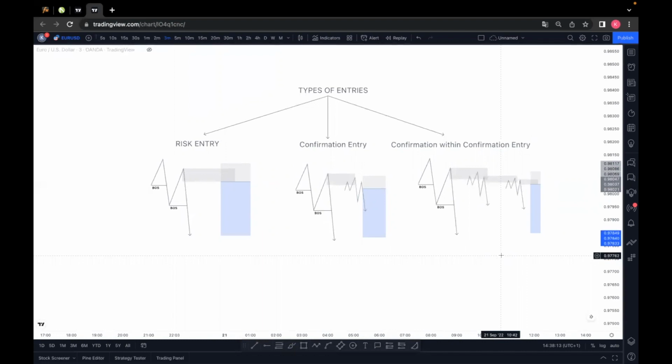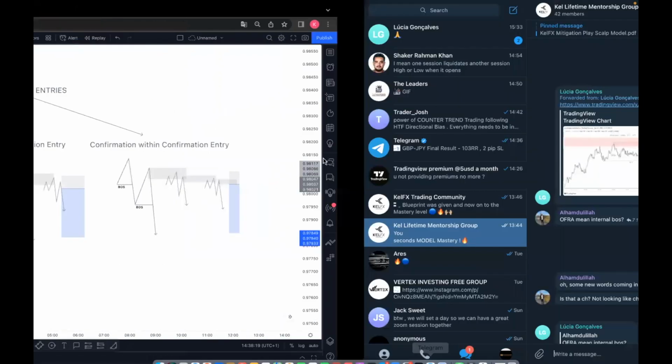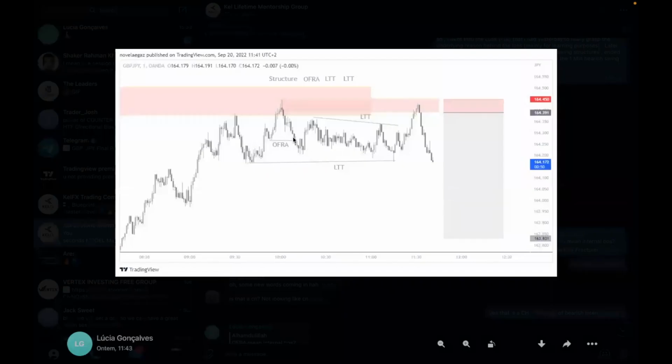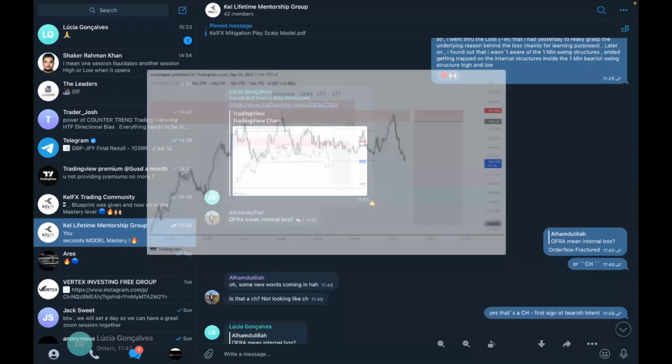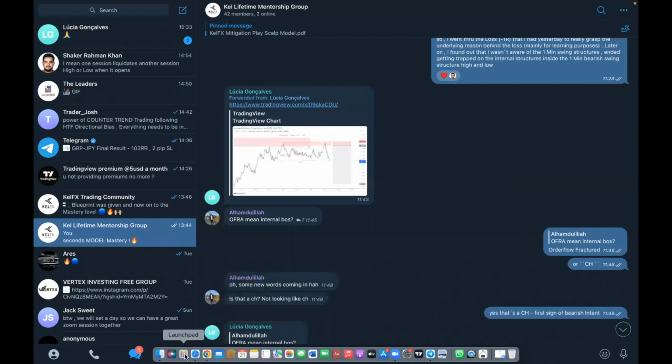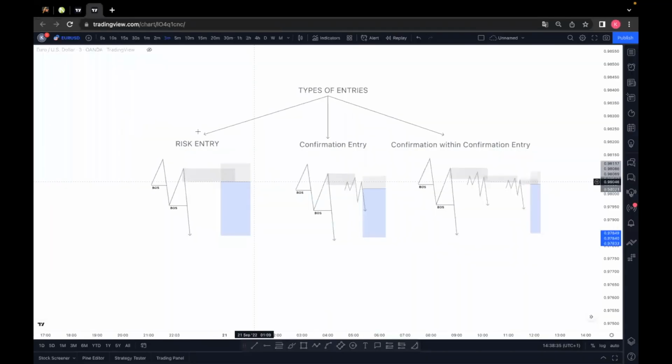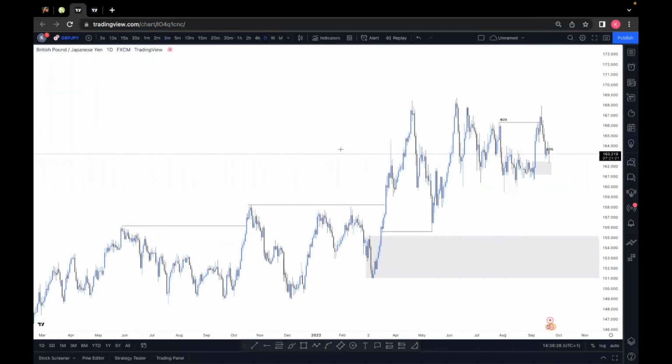And right now, let's hop on a trade that one of my students actually caught in the group. Actually, let me just show you right here. So he caught this trade. This was a GJ trade. He caught it on the 1 minute time frame. He used the confirmation entry. We can clearly see the change of character here and where he had his entry. So in this video, we're going to talk about this GJ trade, right?